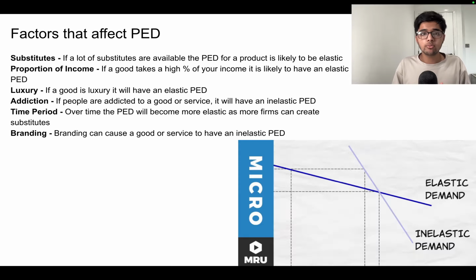Addiction. If people are addicted to a good or service, such as alcohol, cigarettes, or other goods, it will have an inelastic PED, as people will continue to buy it no matter the price. Time period. Over time, the PED will become elastic for anything, as more firms can create substitutes. And lastly, branding. Branding can cause a good or service to have an inelastic PED, and it's similar to luxury or addiction.